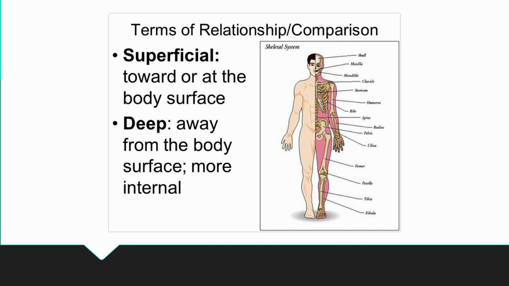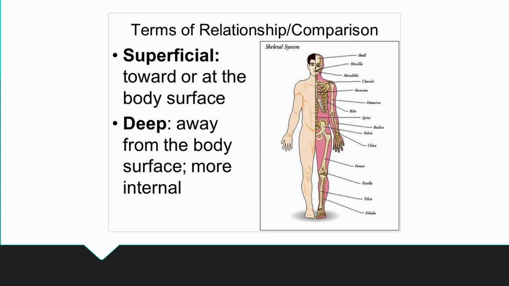Then we have superficial and deep. So this is talking about skin and the depths, basically. So something that is superficial is going to be very close to the body surface. So a superficial wound would mean that it's not really deep at all. Probably wouldn't need stitches or staples or anything like that. Probably just a Band-Aid, clean it up, cover it. It's superficial. It's not significantly deep.